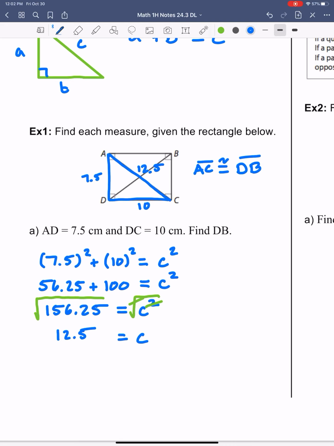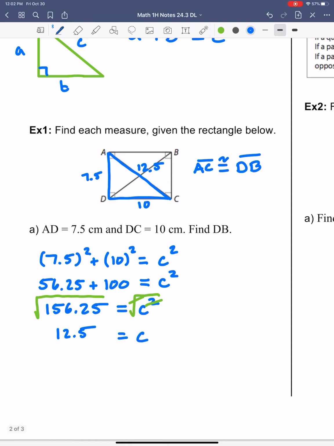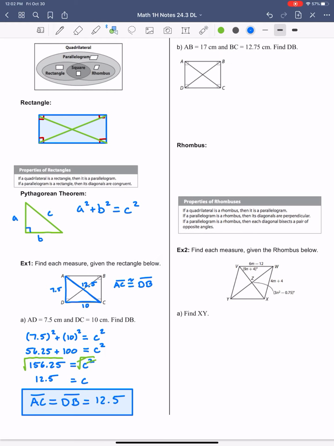And since it's a rectangle, if AC equals 12.5, that means that DB also equals 12.5, because AC equals DB, and they both equal 12.5, right? So if I find one diagonal, then I've found both diagonals, because they're the same for these rectangles. All right, we'll keep going here.